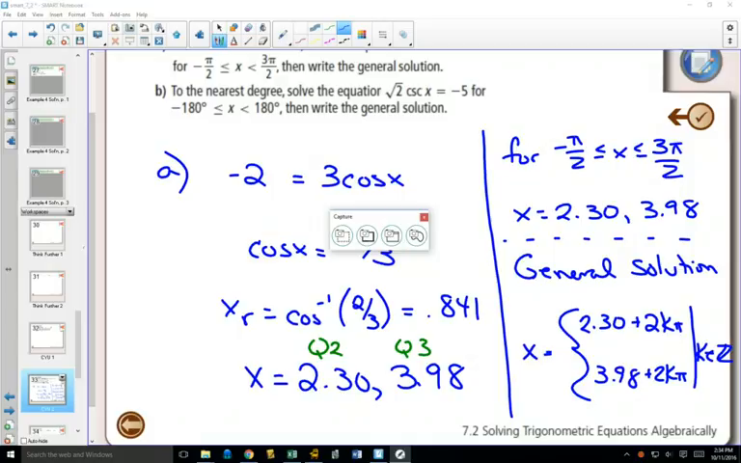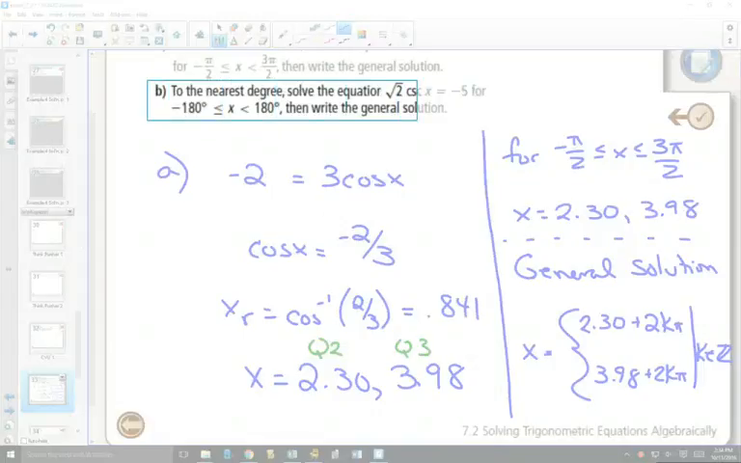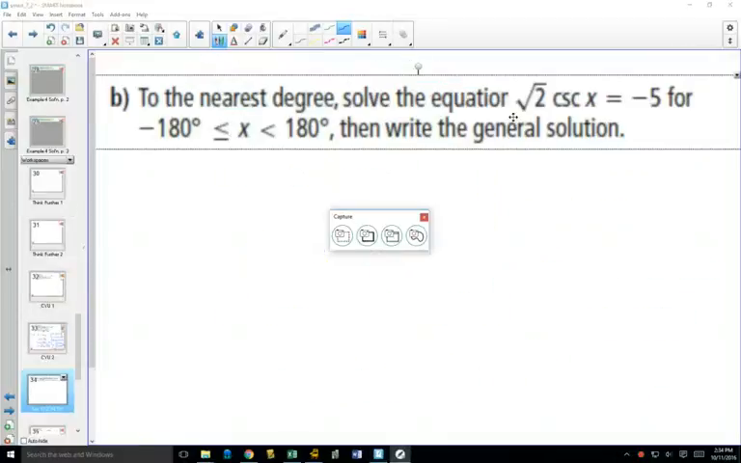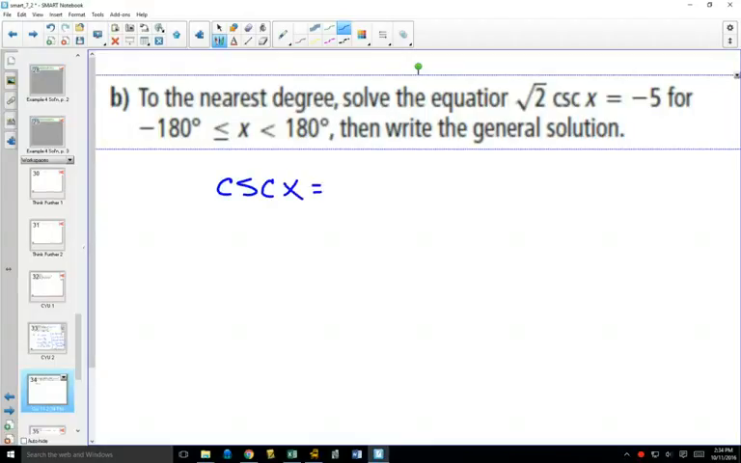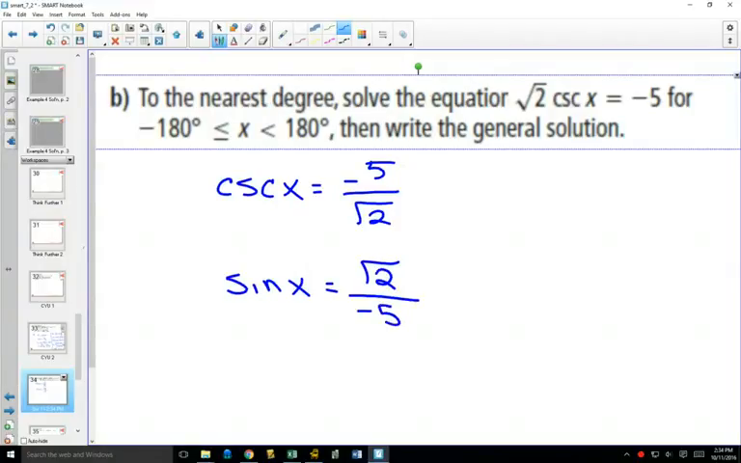For part B, again, we're going to start by getting cosecant by itself. So I can get cosecant x by itself by dividing both sides by root 2. Once you've got cosecant by itself, then you can write the reciprocal. Reciprocal of cosecant is sine. So sine of x would be root 2 over negative 5.